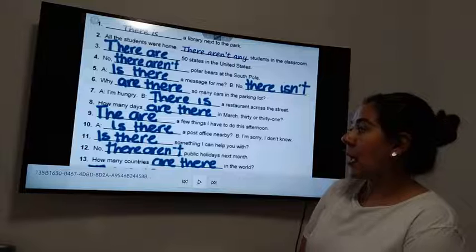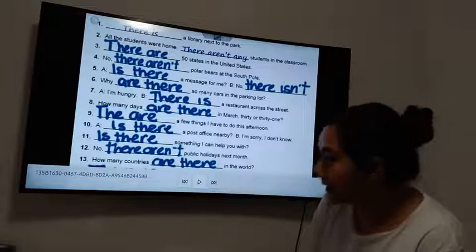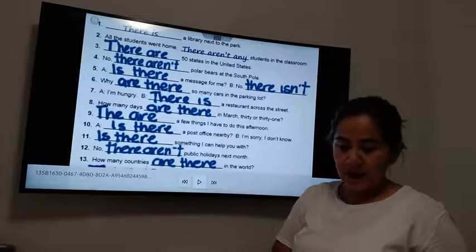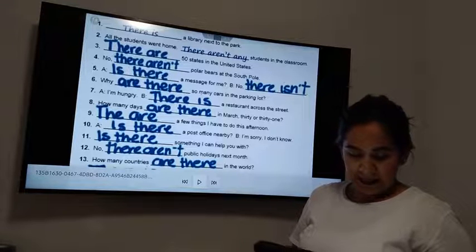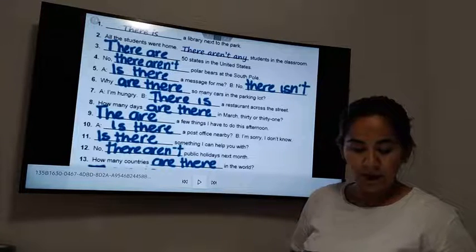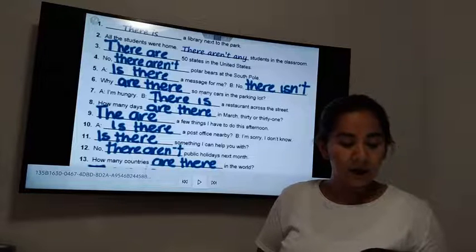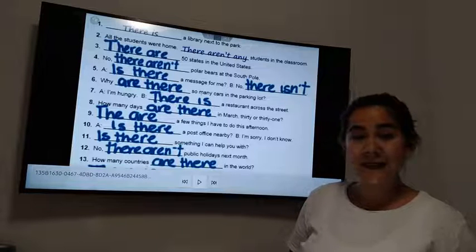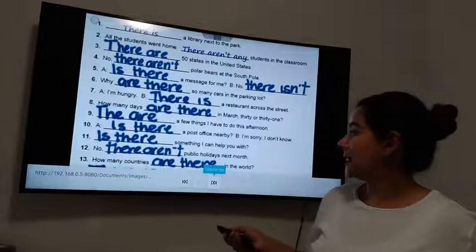Number 13, how many countries are there in the world? And the next one, let me see because I cannot read it from here, but the answer from number 14 says, there is a woman in the picture. She is smiling. Number 15, there are only 3 more days before the exam. Okay, so those were last week's activities.